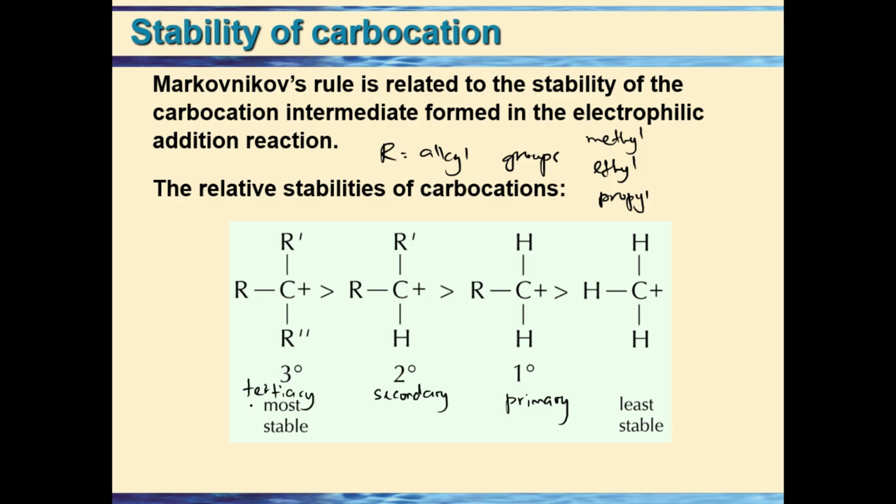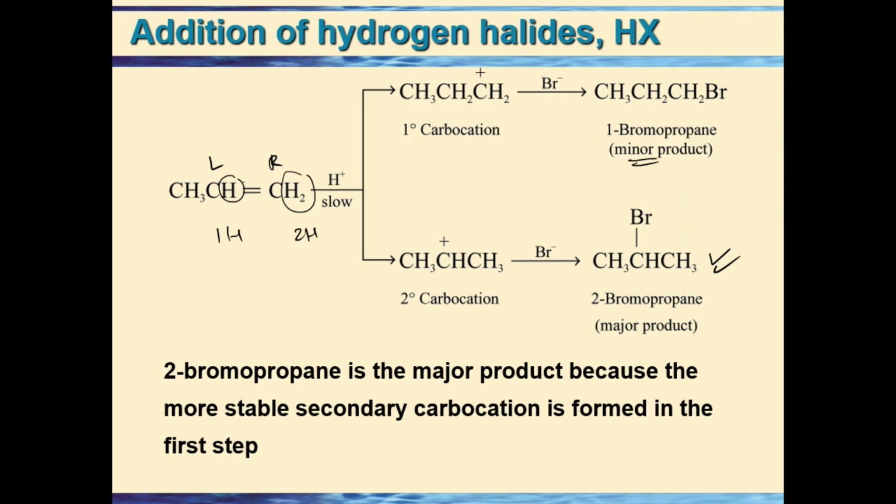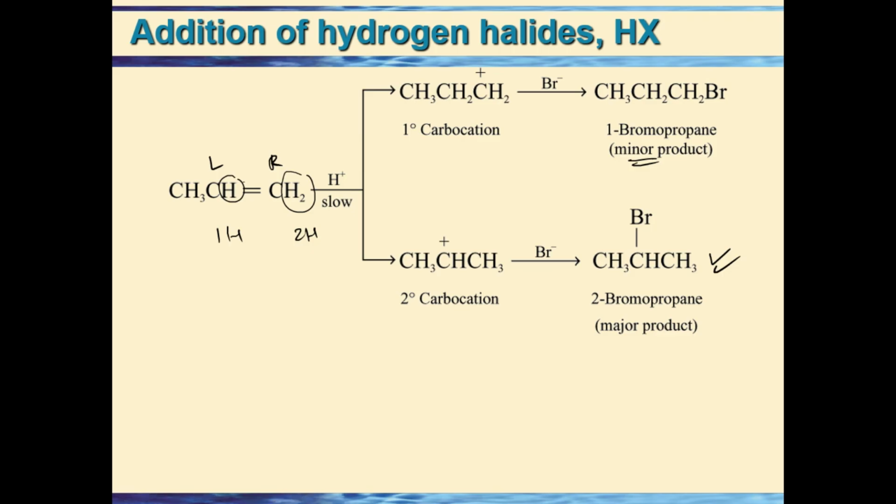So tertiary carbocation is the most stable one, followed by secondary carbocation, followed by primary carbocation. Without any alkyl group, this is the least stable carbocation. Right now, let's go back to this example, propene with HBr. I'm going to write both the mechanisms for the two different products.